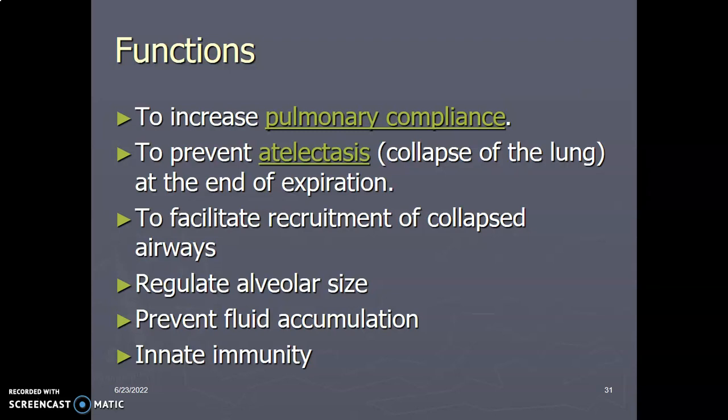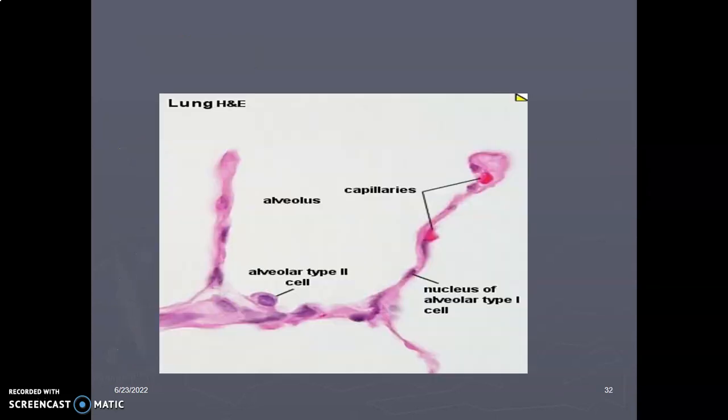It also prevents fluid accumulation and has a role in innate immunity. But the main role of surfactant is to prevent atelectasis, which is collapse of the lung after expiration, by maintaining pulmonary compliance and recruiting the collapsed airways. It also regulates the alveolar size.